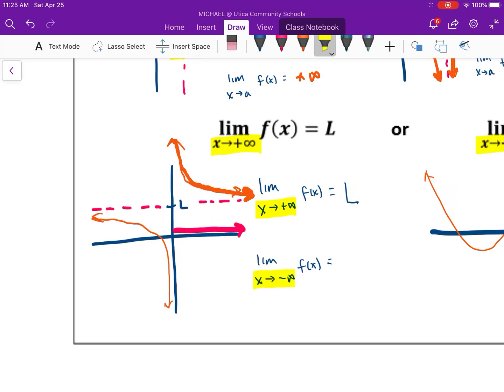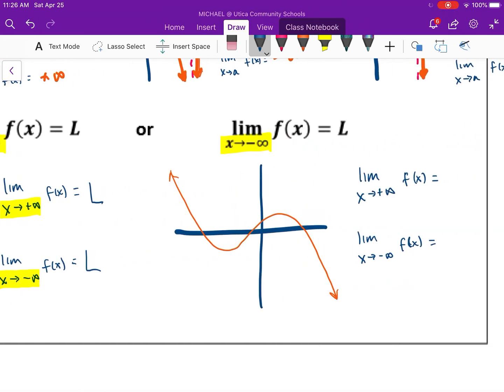Same thing in this case when x gets closer and closer to negative infinity. So when my x values get smaller in the negative direction, what does the graph do? The graph also gets closer and closer and closer to this horizontal asymptote value, which is L. And again, you may have more than one horizontal asymptote. You might have two. So the values going towards positive infinity and negative infinity may be different.